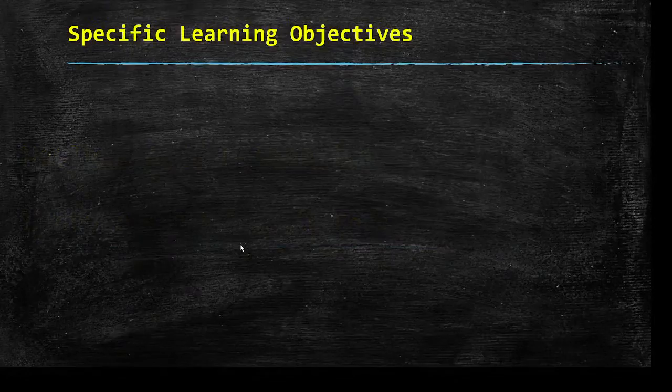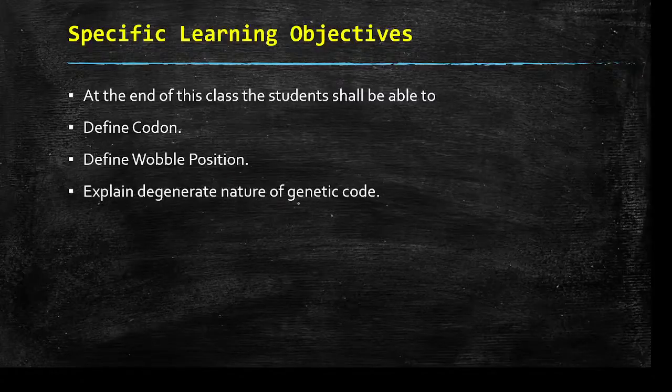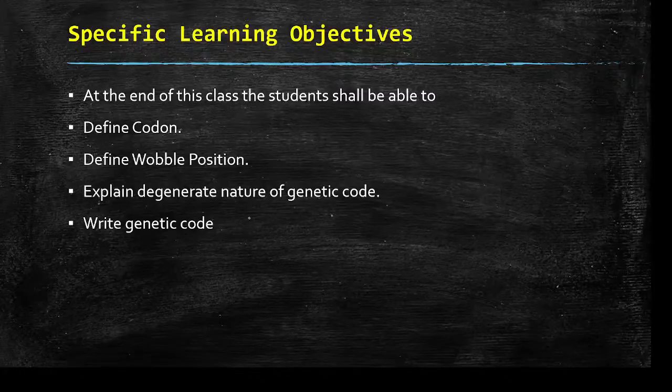At the end of this class, the student shall be able to define codon, define Wobble position, explain degenerate nature of genetic code, and write the whole genetic code.